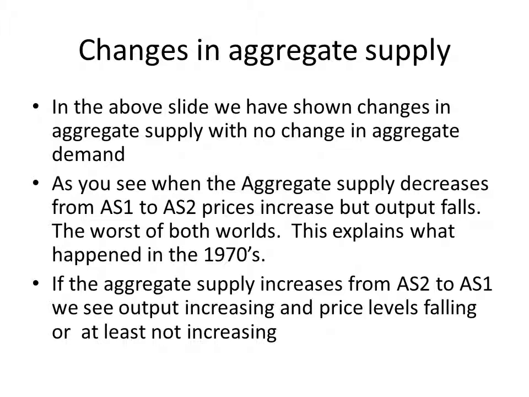In the above slide, we have shown changes in aggregate supply with no change in aggregate demand. As you can see, when the aggregate supply decreases from AS1 to AS2, prices increase but output falls. The worst of both worlds. This explains, again, as I said, what happened in the 1970s.